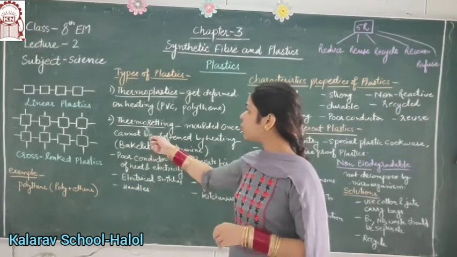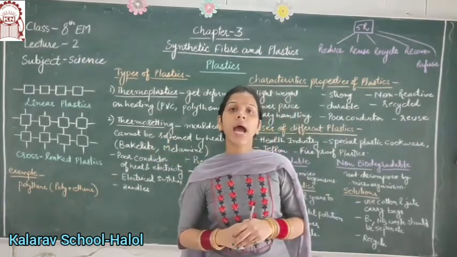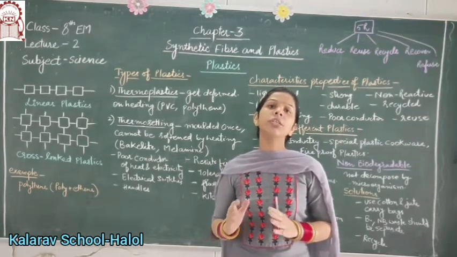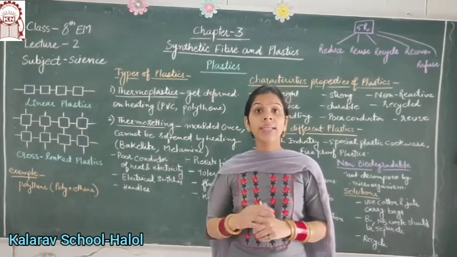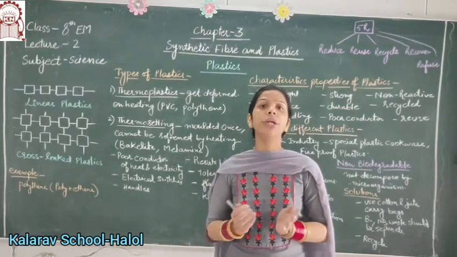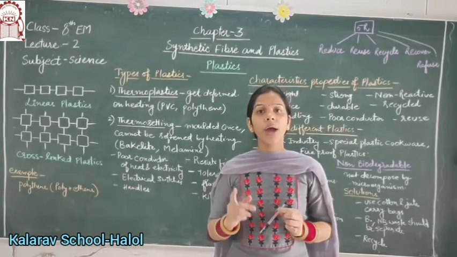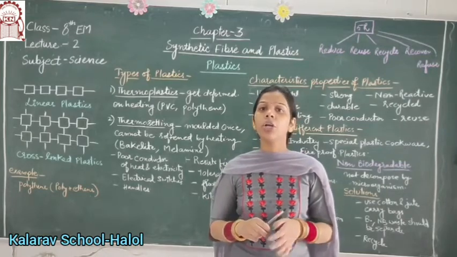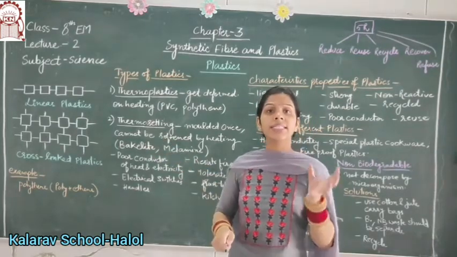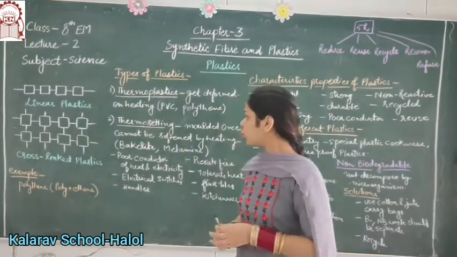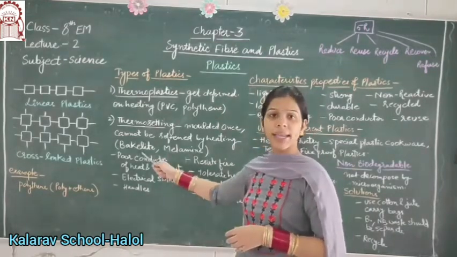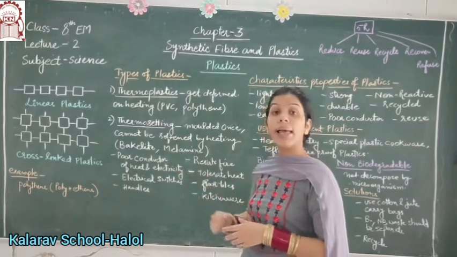Next is thermosetting. Thermosetting plastics are plastics which, once molded, cannot be softened on heating. That is, it can gain its shape but cannot be reformed into any other shape. So it acquires a shape once and cannot change its shape. That's why they are called thermosetting, that is, set on heating. There are two types of thermosetting plastics, bakelite and melamine.